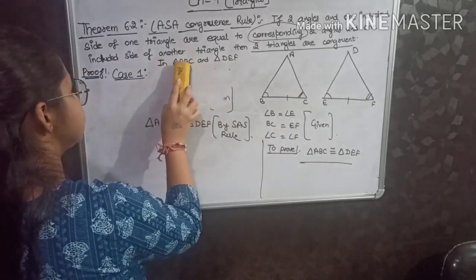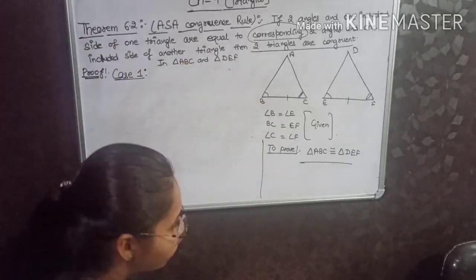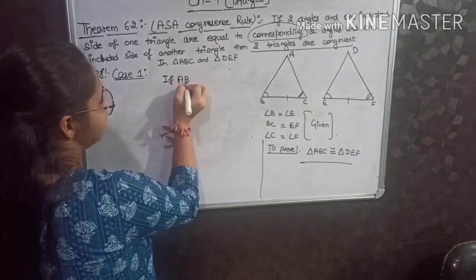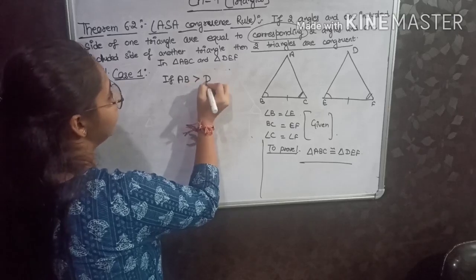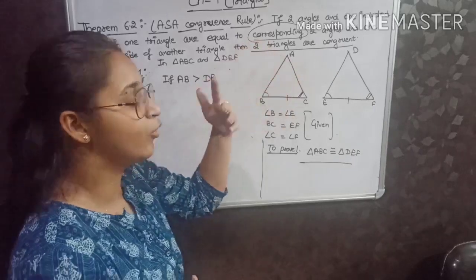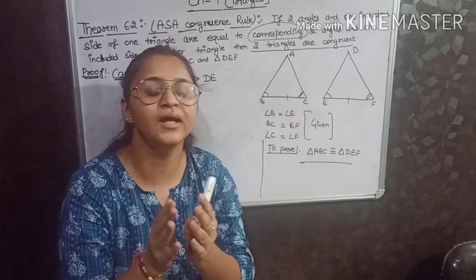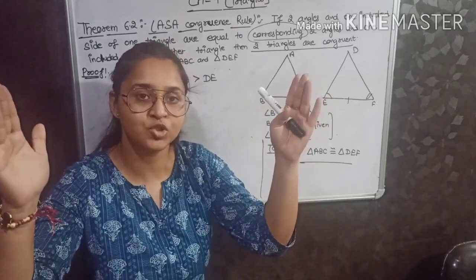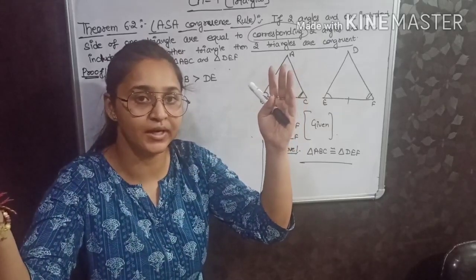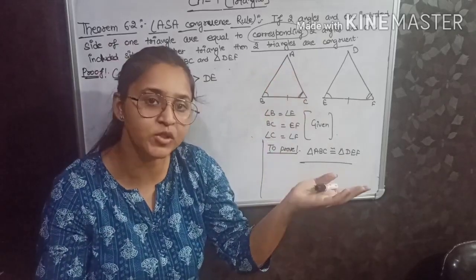Or second case is, if I am taking AB is greater than DE. See, there are only three possibilities between the two sides. If two sides are given, then there are three possibilities. Either these two sides are equal, or one side is greater than the other side, or one side is less than the other side. Only three possibilities are there.